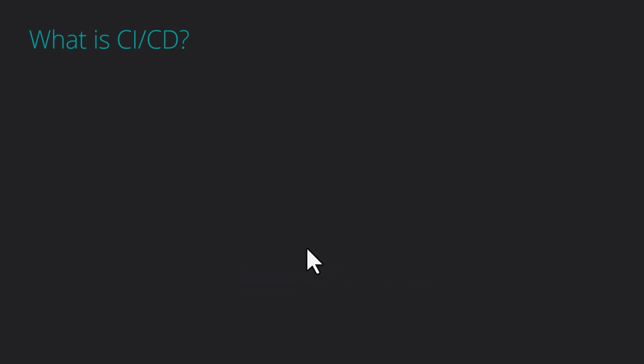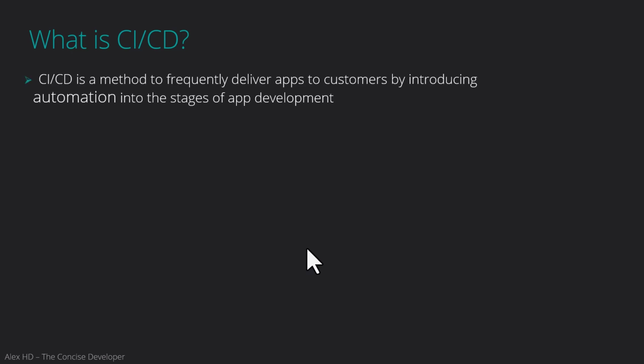So what is CI/CD? Well, if we would give a simple definition, it would be a method to frequently deliver applications to our customers. The keyword in this definition is automation. This is the one, automation, and CI/CD stands for continuous integration, continuous delivery. Well, what does this even mean?